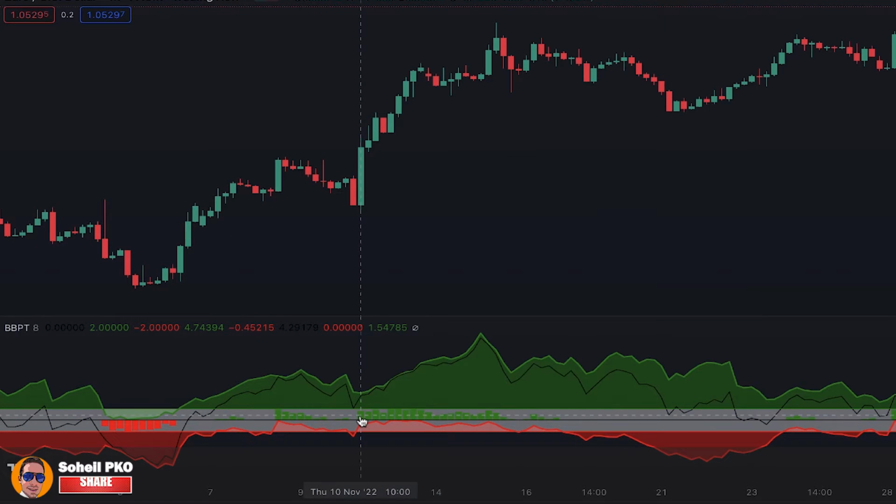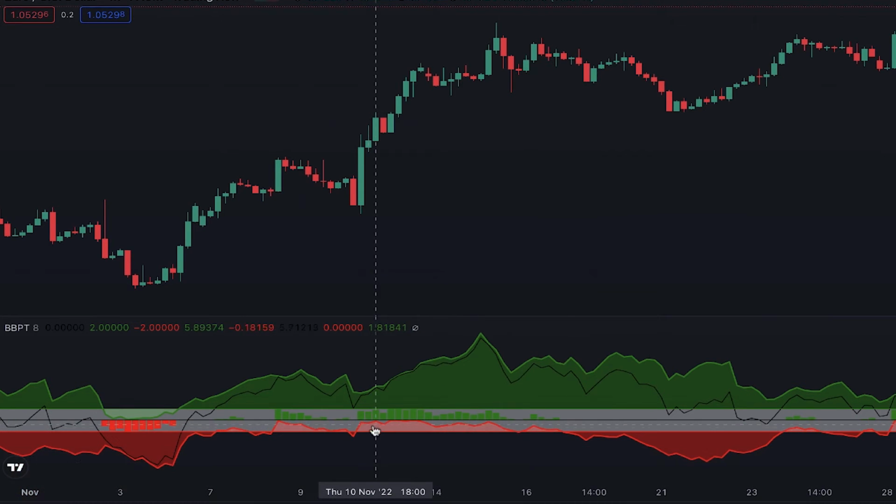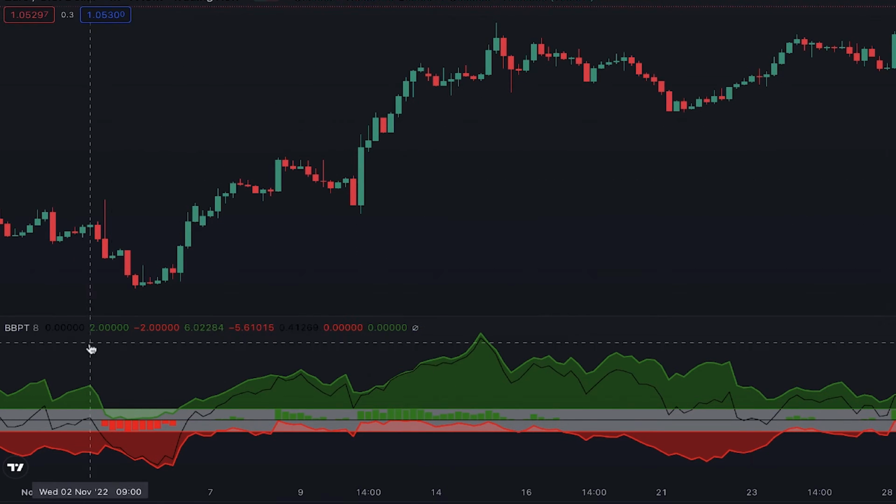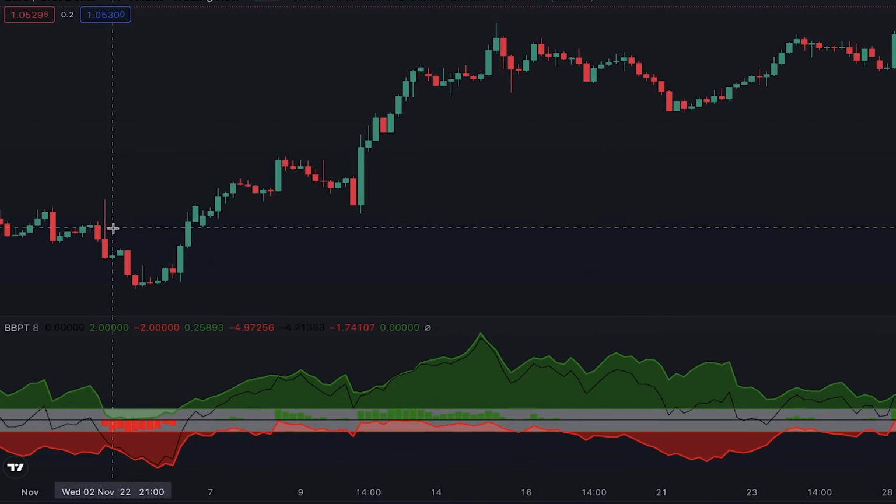Green histogram bars appear when the bull line is above +2 level and the bear line is above -2 level. This shows very weak selling pressure, and in this situation it shows complete bull run. And red histogram bars form when the bear line is below -2 level and the bull line below +2 level. This shows buyers are very weak and the selling pressure is very strong.